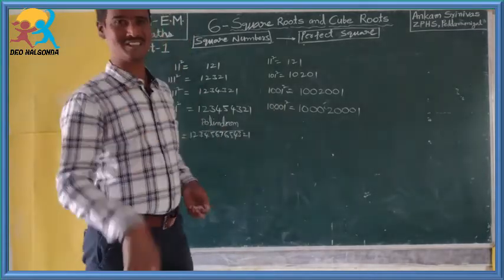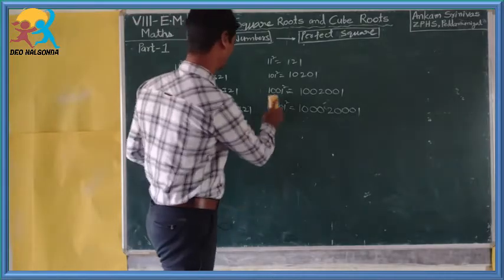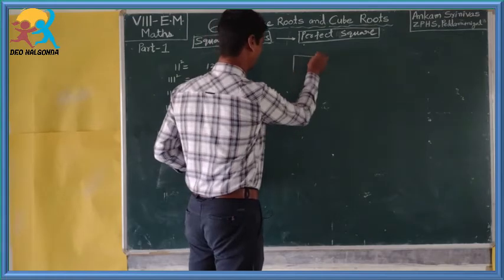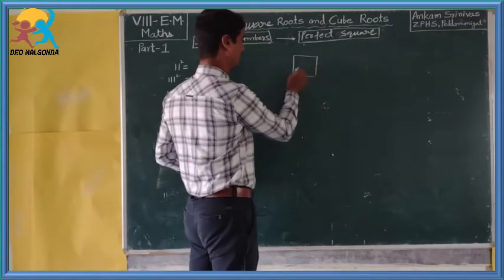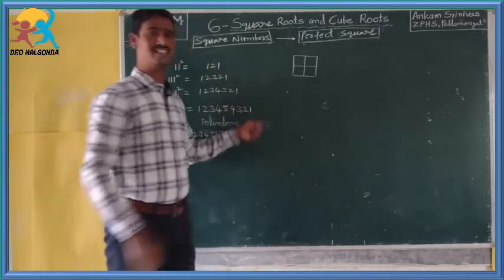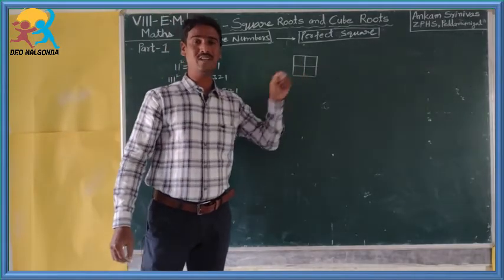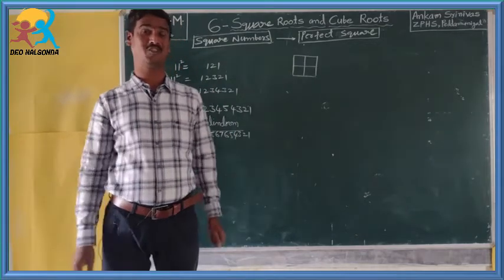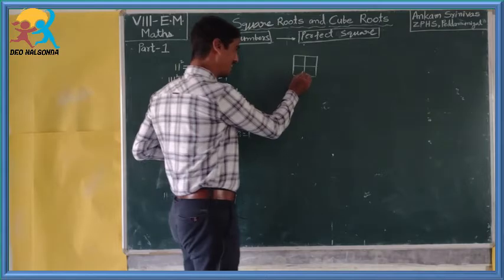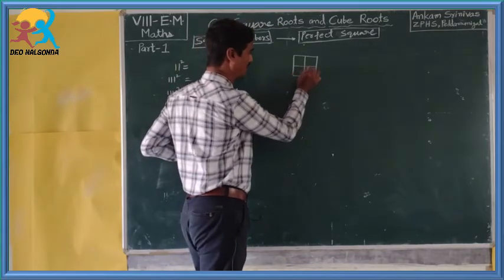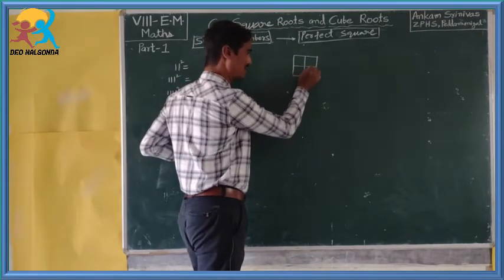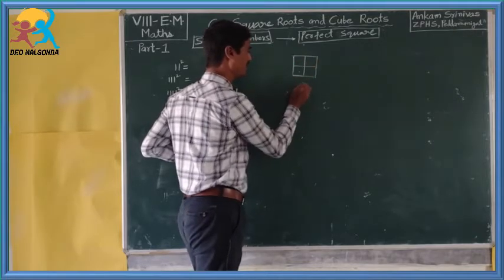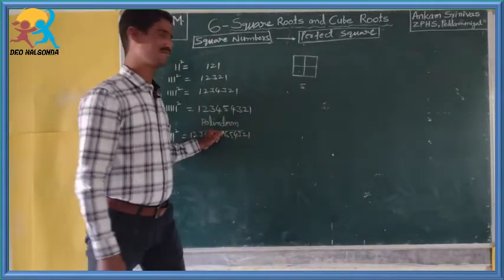I will ask one more puzzle here. In this figure, how many squares are there? All types of squares. How many squares does it have? It has 1, 2, 3, 4 small squares and one big square. Total we got 5. Yes or no?